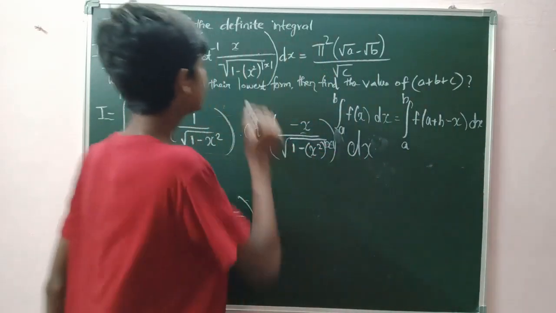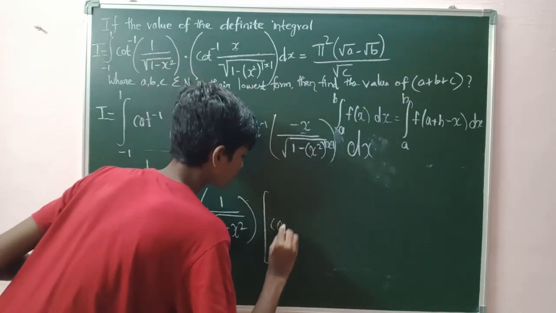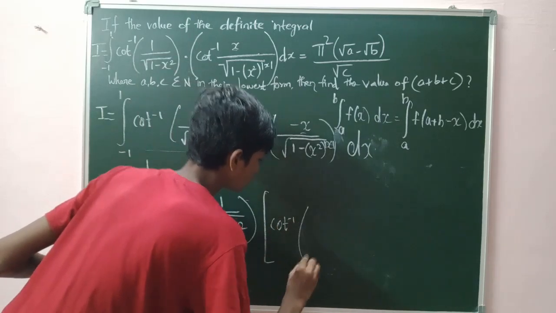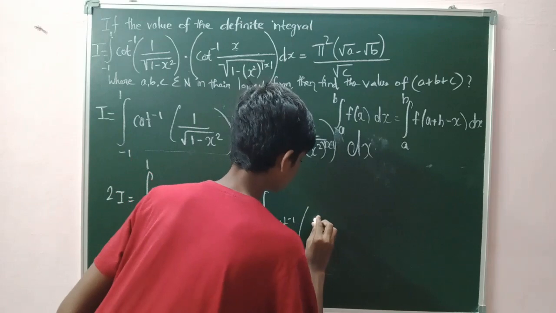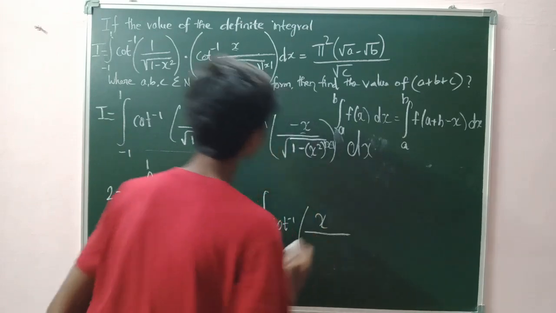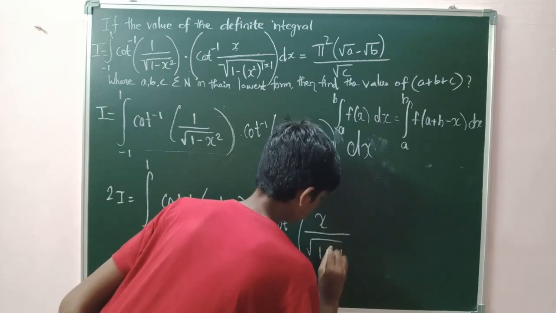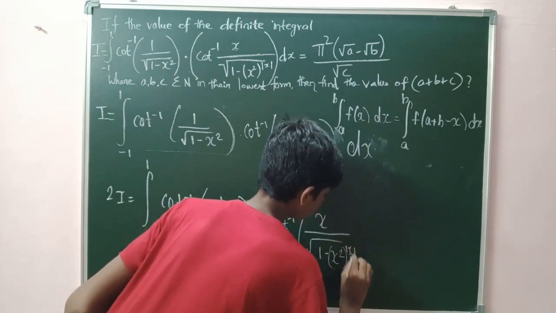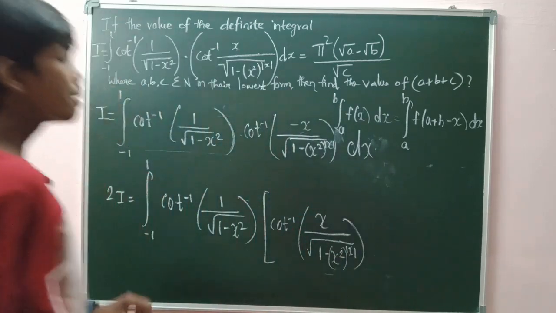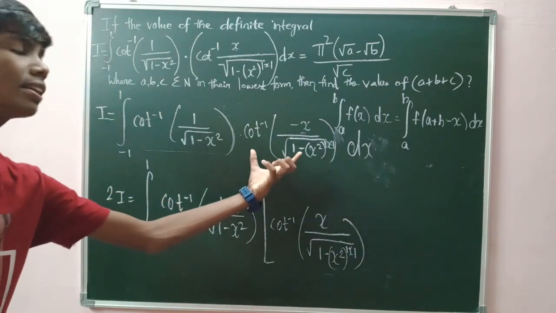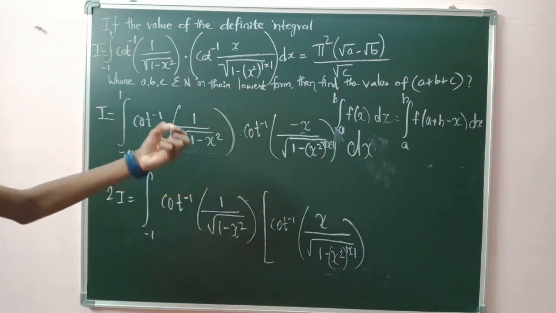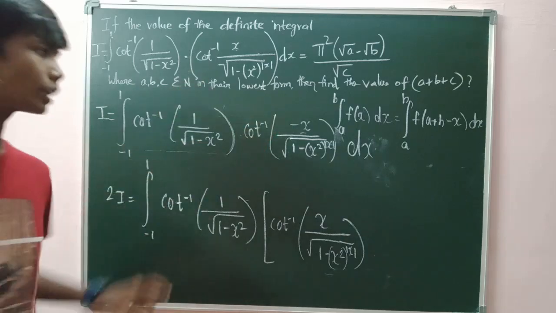So when I do like that, this will be cot inverse of x by root of 1 minus x square to the power of mod x, then plus of this particular term. So I'm having cot of minus of this particular expression.